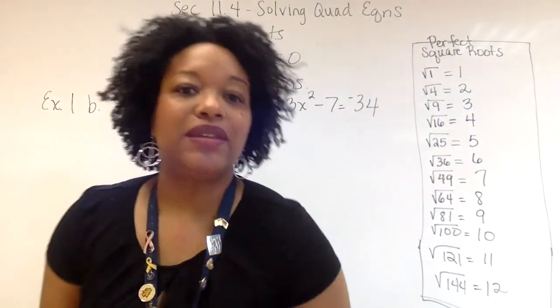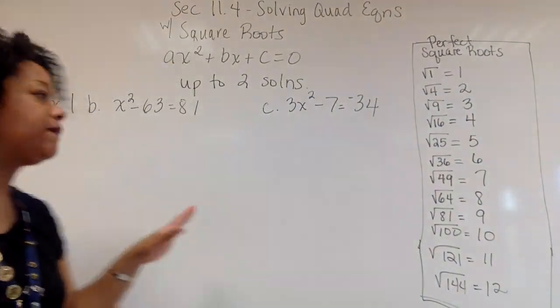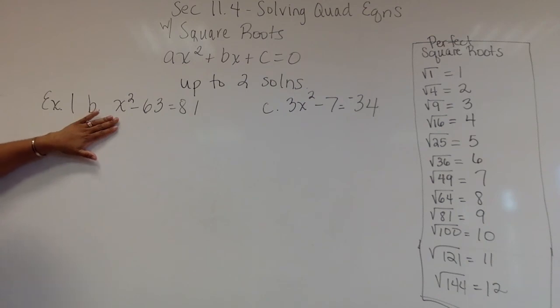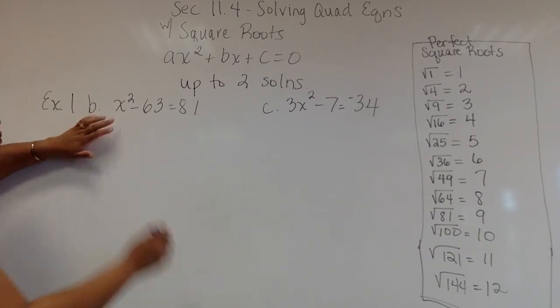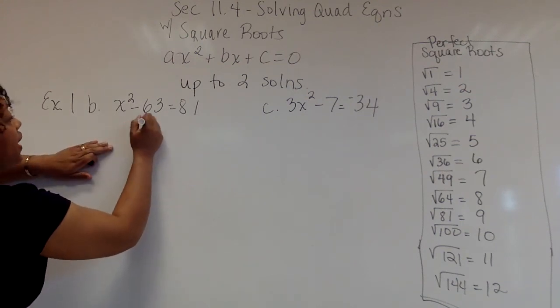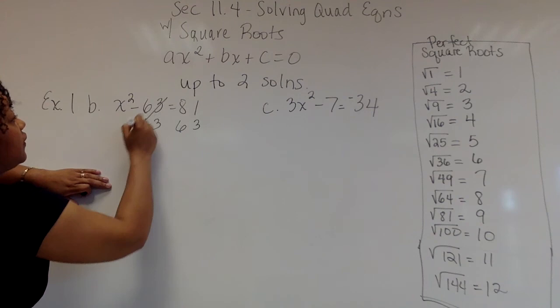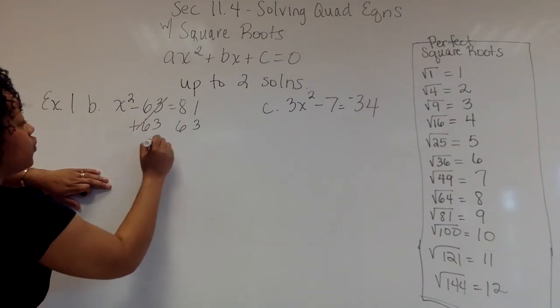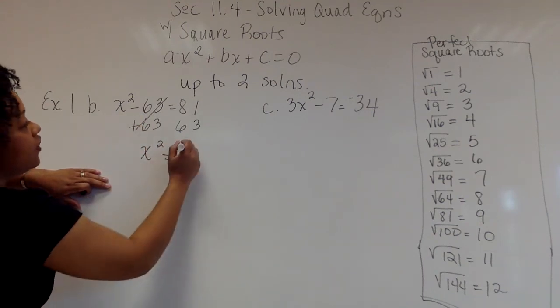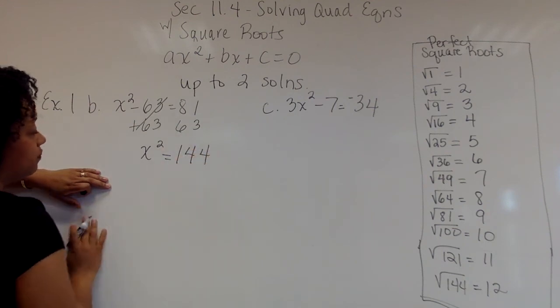Okay, so we're working some example problems. Let's try another one. Here's letter B. x squared minus 63 equals 81. You're going to add 63 to both sides. Hopefully you know to add 63 to both sides. The 63 cancels out, and x squared is now by itself, and you're left with 144.